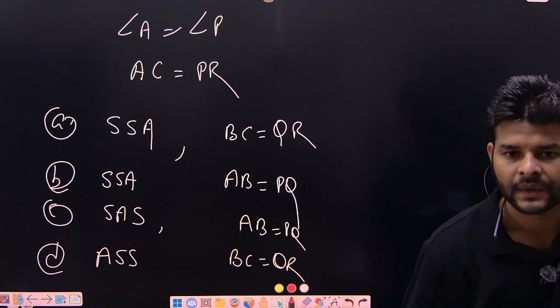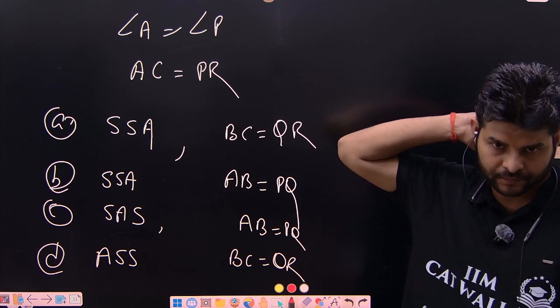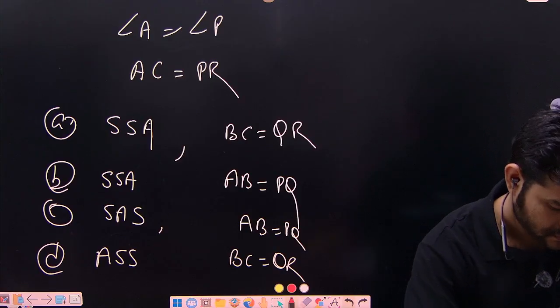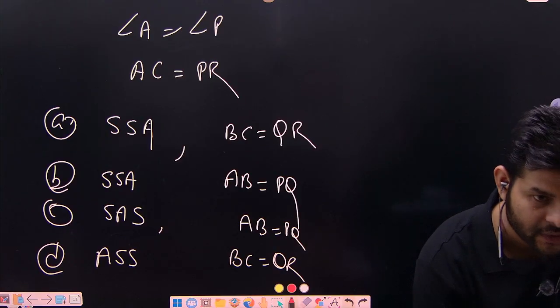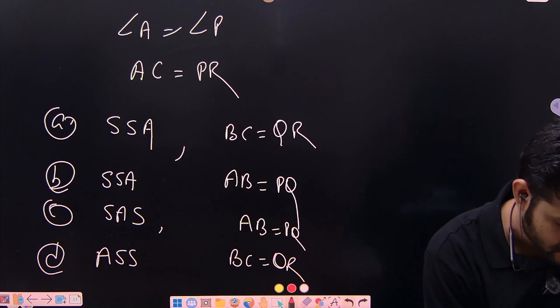Option C. How? It may be the answer there. Two angles are, one angle is equal and one side is equal.